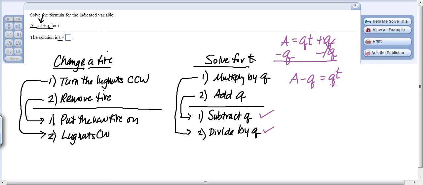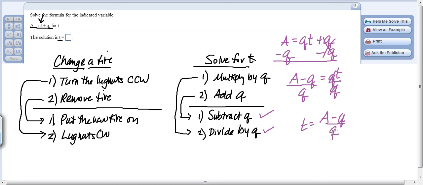Now the next thing on my list, step 2, is divide by q. So I'm going to divide by q here. I'm going to divide the whole a minus q, times q, by q. Then q over q is 1, so it cancels. Now we have t by itself on the right hand side. So a minus q over q equals t, or you can swap the sides, t equals a minus q over q.